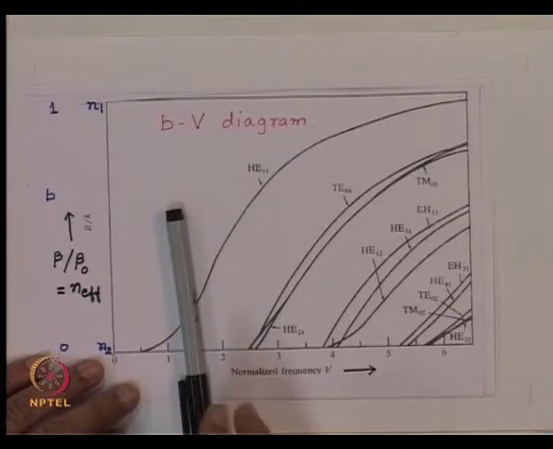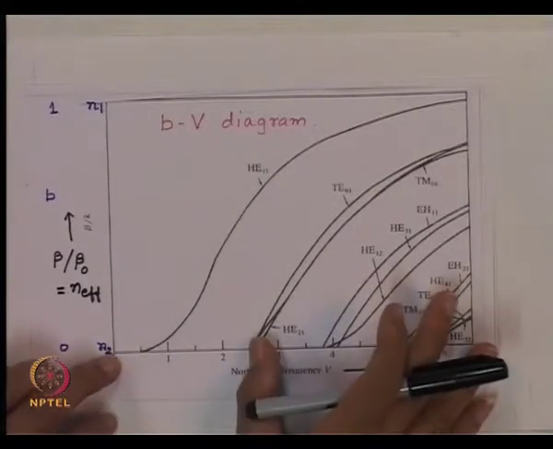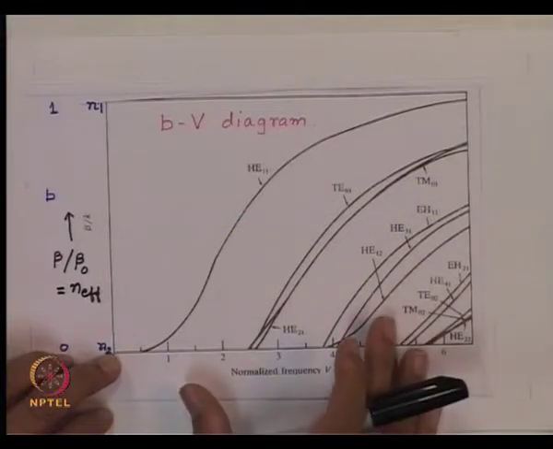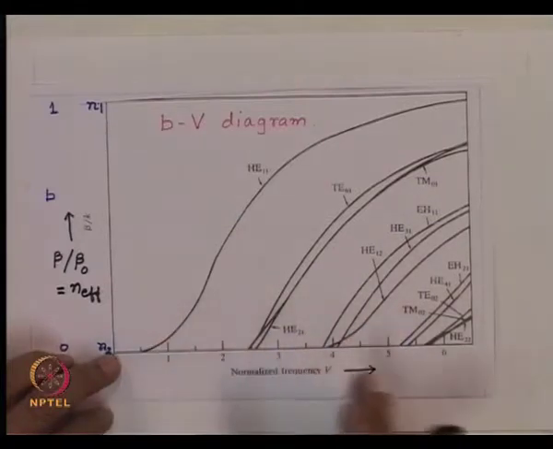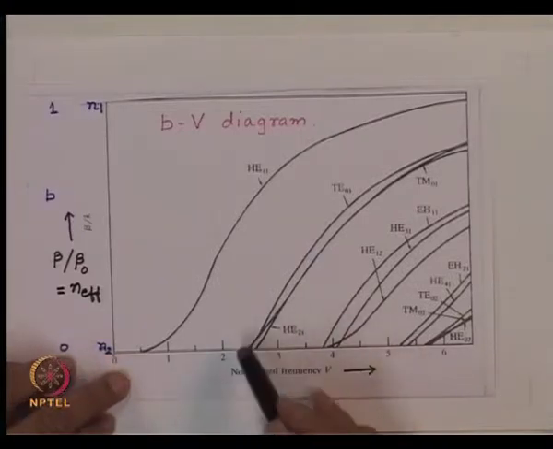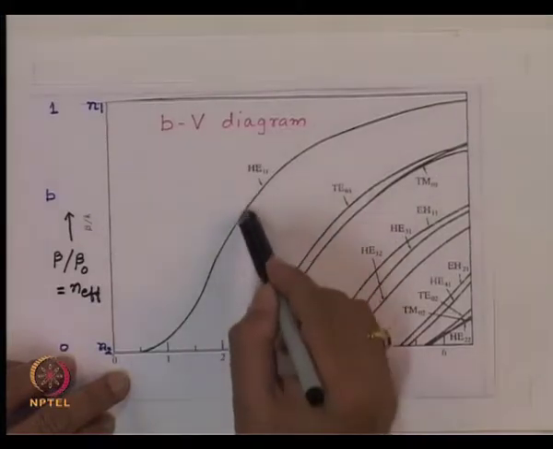But the V number has to be as large as possible. For single mode, this range from here to here is acceptable, but for a good confinement of the energy inside the core, the V number should be as large as possible. That is the reason typically the single mode optical fibers operate with a V number less than 2.4, but very close to 2.4, so somewhere here.